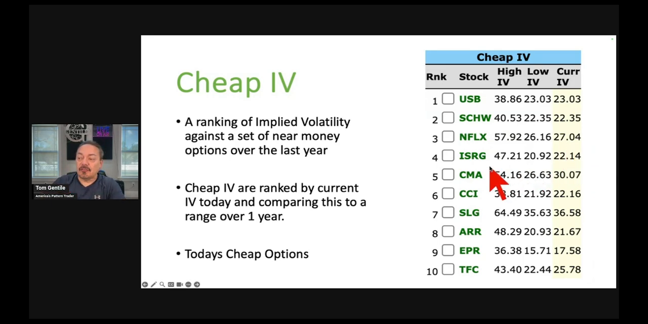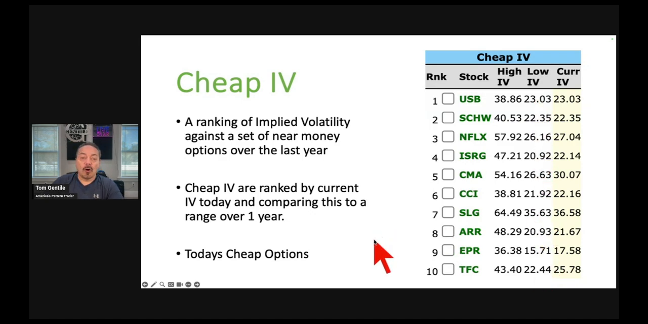The rest of the list: ISRG, CMA, CCI, SLG, ARR, EPR, and rounding out the top 10 cheapest options, by the way we rank them, is TFC. As you can see with all of these, we're looking at that current and how close that current is to the low. All right, let's take a look at two of these.